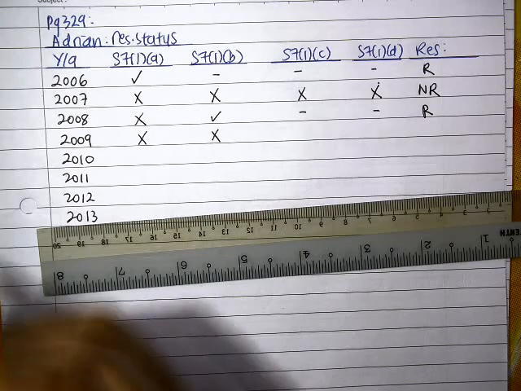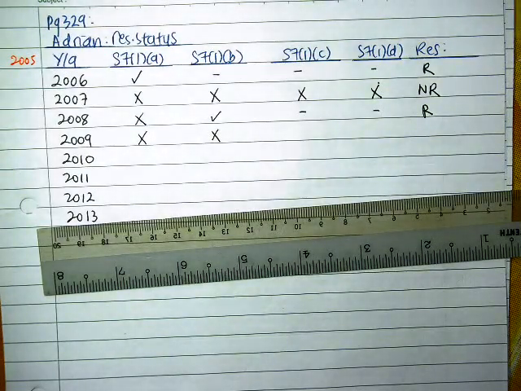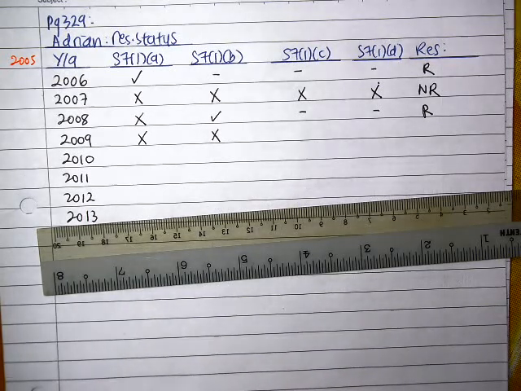You want 4 years? I add 1 more year for you. So I add 2005. Okay, I add 2005 for you. You are non-resident, 0 day.